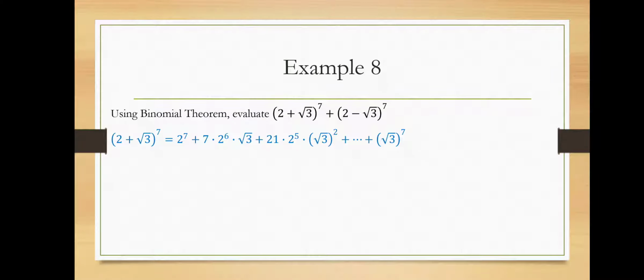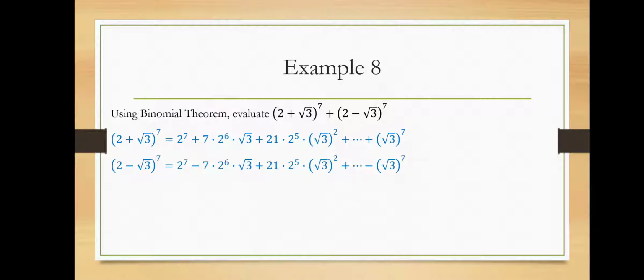In this case, I haven't written them. In some cases, you may need to write it. Anyway, we are not going to calculate this. We are going to just leave it like this. Then, let us move to (2 minus root 3) to the power 7. It will be the same thing with alternate negative signs in between. Every second term will have a negative sign.